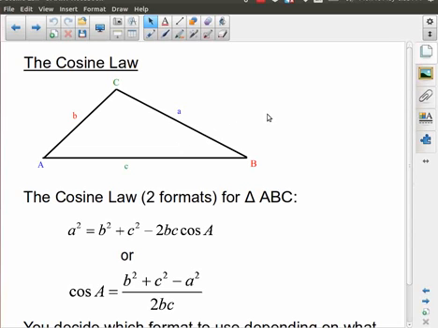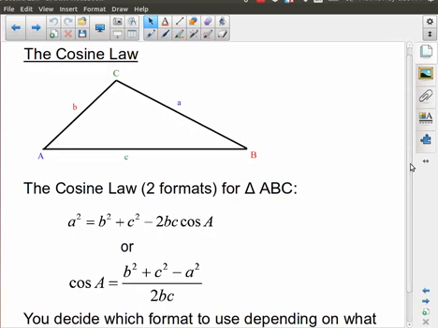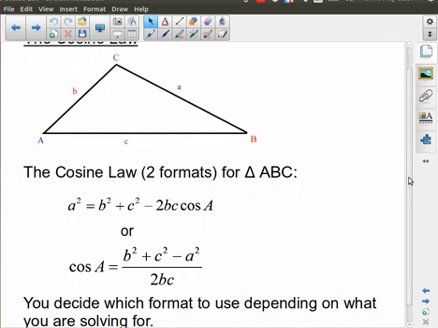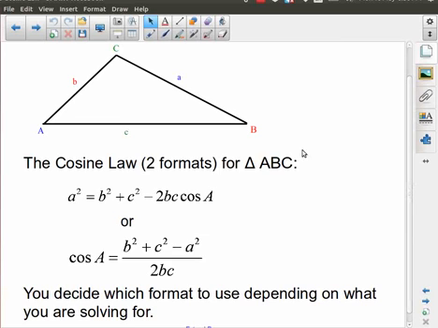So we can't just use sine equals opposite over hypotenuse, cosine is adjacent over hypotenuse, or tangent is opposite over adjacent. In another lesson, I talk about the sine law, and that's one way that we can deal with triangles that are not right triangles. And another way is the cosine law.